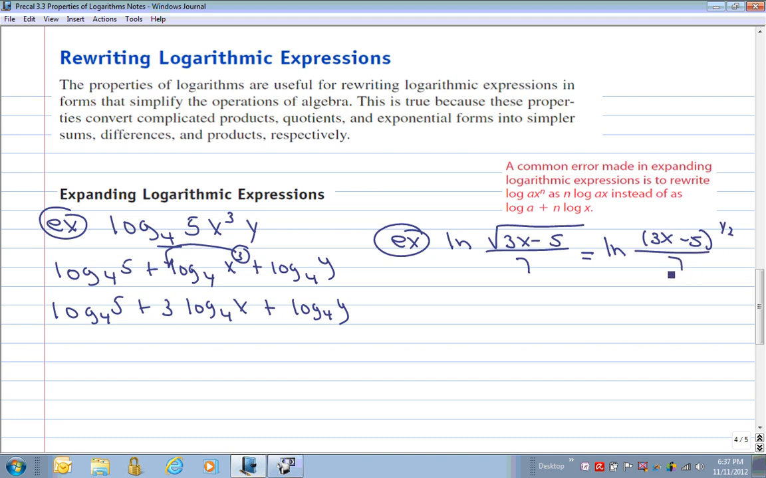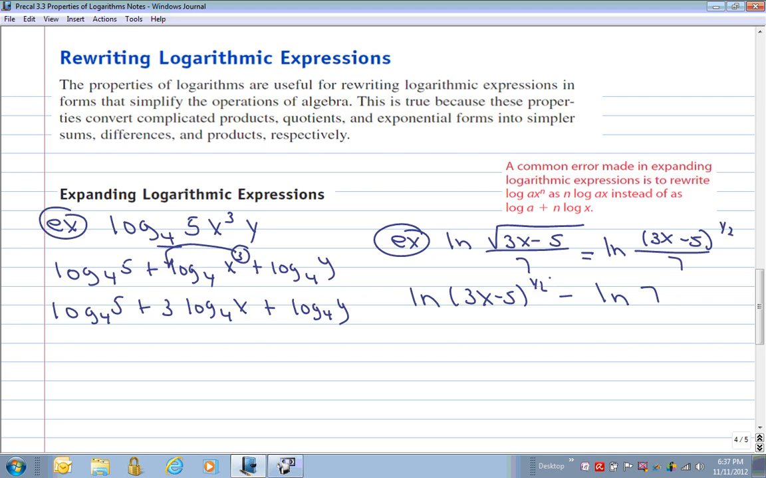And then we see a couple of things here. The big picture is that we have division. If we have division, we're going to give each term our base, log or ln, which is the natural base e, and we're going to separate the terms by subtraction. So the next step is ln of (3x minus 5) to the 1/2 power, and we're going to subtract ln 7.